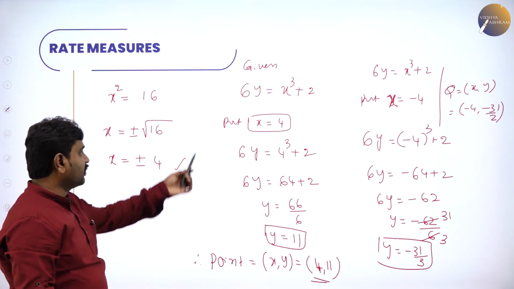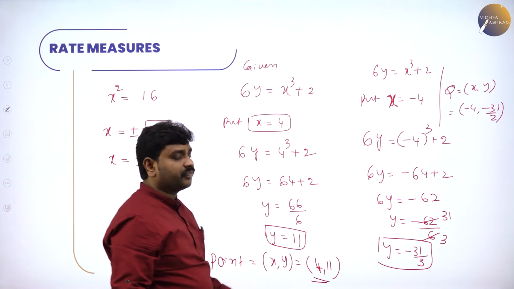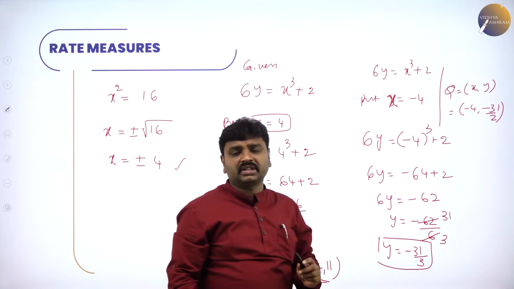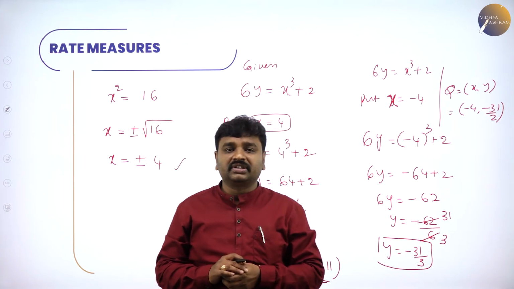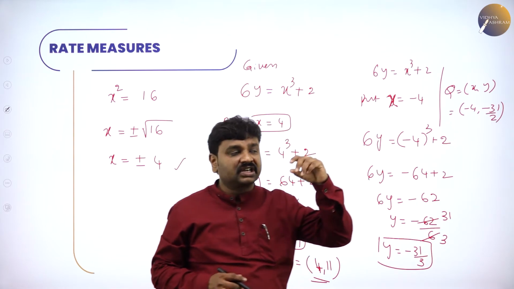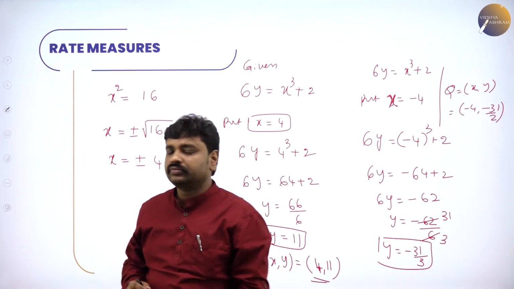So for one of the x values, positive 4, you will get y 11. For the other x value, minus 4, you will get y minus 31 by 3. So two points are possible on the curve. One is 4 comma 11, the other one is minus 4 comma minus 31 divided by 3.